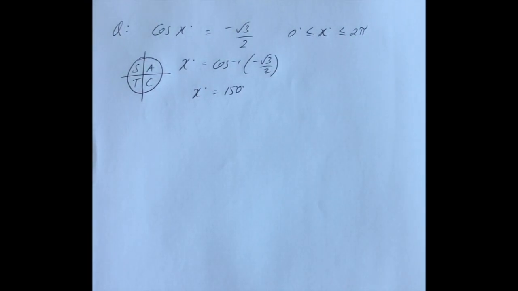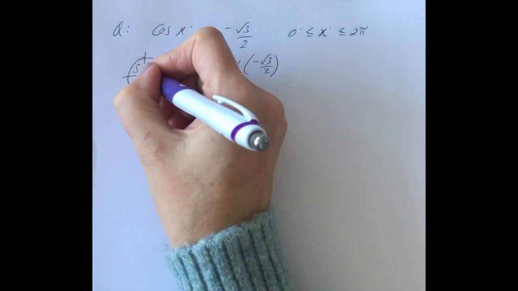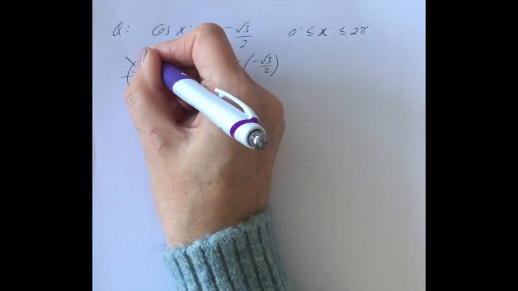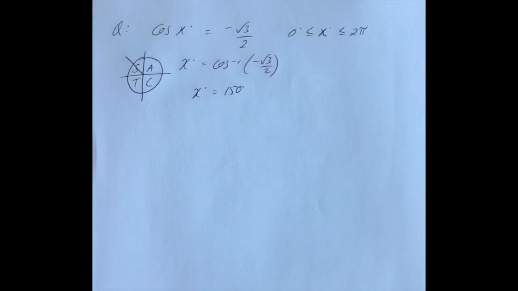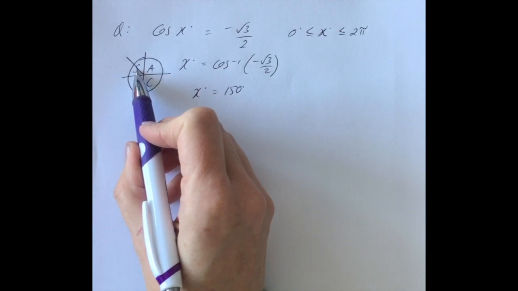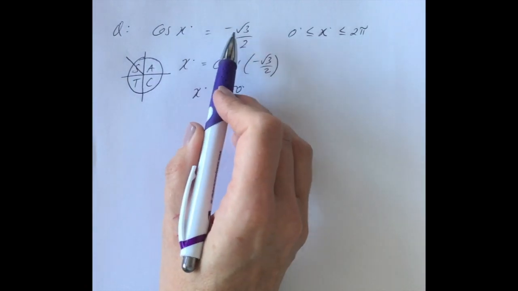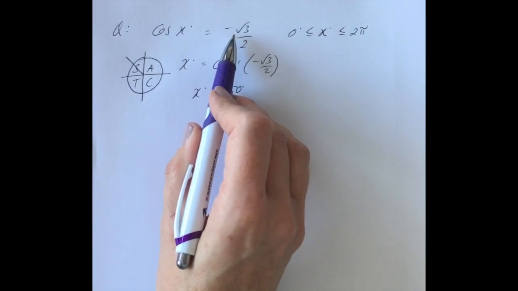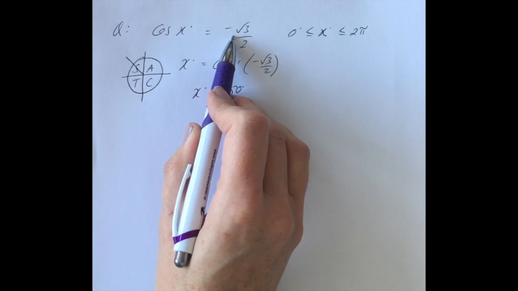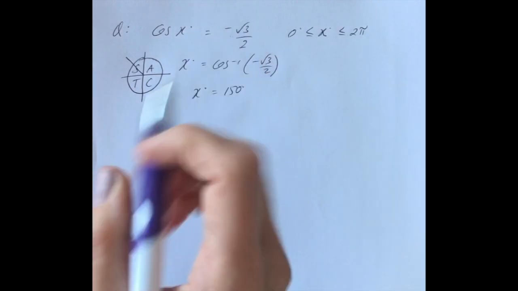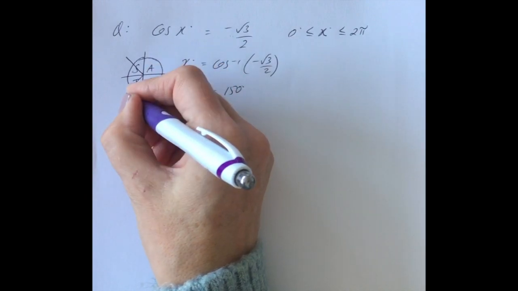So, 150 degrees is obviously over here in the second quadrant between 90 and 180. And that makes sense because only sine is positive in that quadrant, which means cos must be negative. And of course it needs to be. So the other quadrant where cos is negative is of course this one here.